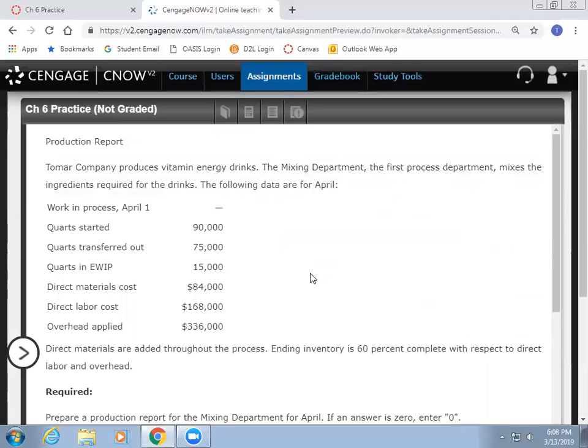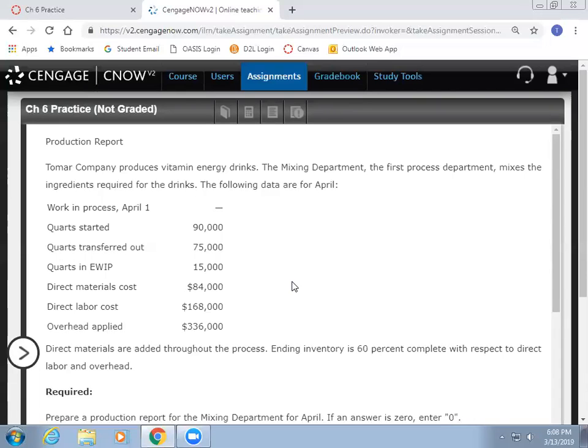So on this one, we want to do a production report, which still reconciles physical flow, but then goes on and figures out cost assignment. So here we're looking at the mixing department. Tamar Company produces vitamin energy drinks. The mixing department is the first process department and mixes all the ingredients. Again, they're nice enough that we have no beginning work in process to deal with. We'll see that next. We can't avoid it completely, but when we have no beginning work in process, our life is so much easier. So this one has no beginning work in process. We started 90,000 quarts.